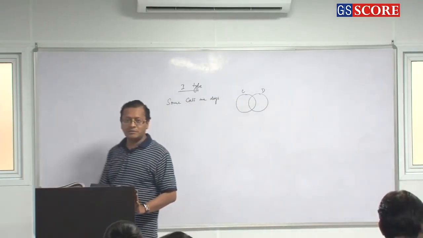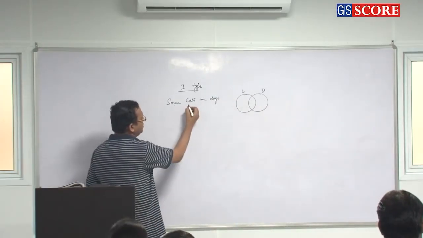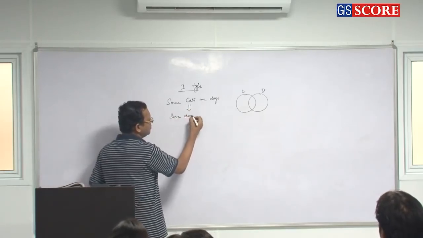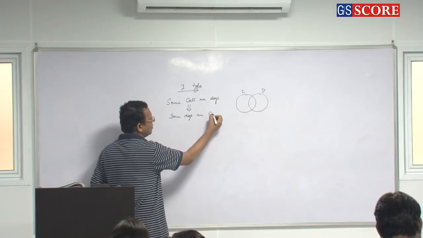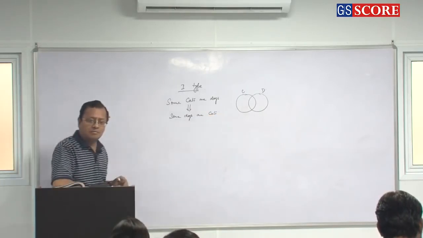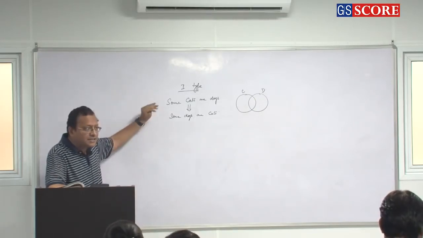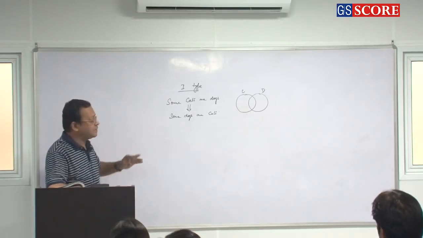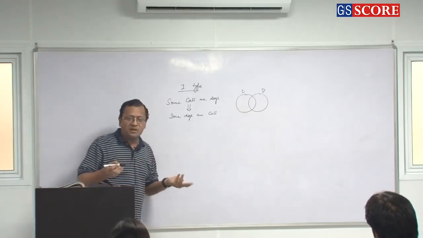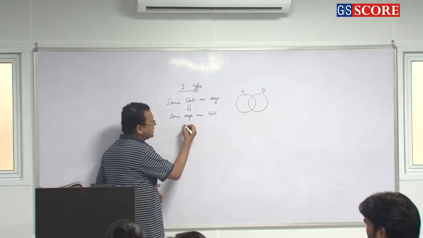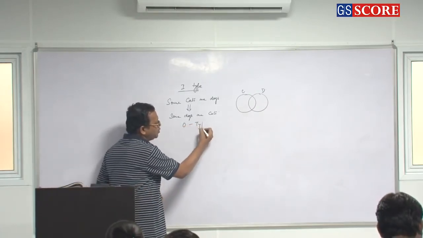Clear or not? So what does it follow? Clear or not? Right? These are the direct conclusions from an I type. And the fourth one, which is the O type, which is "some not". That is an O type conclusion.